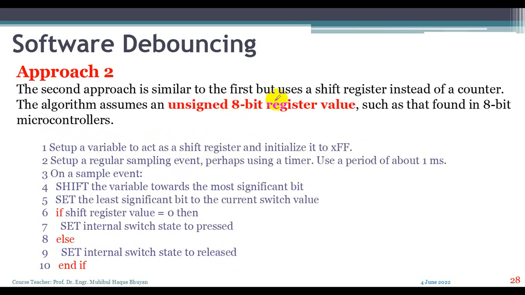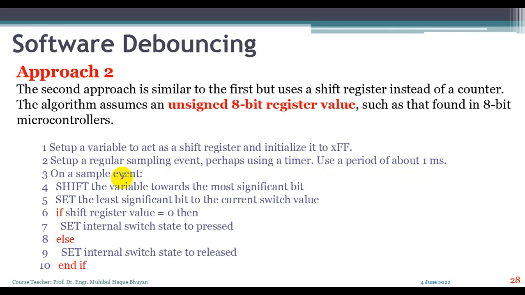The second approach is similar to the first, but uses a shift register instead of a counter. The algorithm assumes an unsigned 8-bit register value, such as that found in an 8-bit microcontroller. So in that case, you just use the shift register instead of a counter, but a similar approach. Okay, and this is the algorithm given. Set up a variable to act as a shift register and initialize it to 0xFF. Set up a regular sampling event, perhaps using a timer. Use a period of about 1 millisecond.